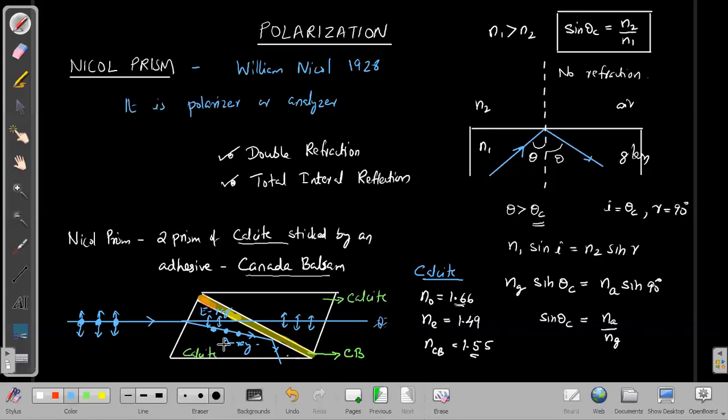But the basic idea is this: the angle of incidence of the ordinary ray would be greater than the critical angle. Therefore, the ordinary ray will undergo total internal reflection, and for the extraordinary ray, there is no total internal reflection. So the extraordinary ray will refract through the Canada balsam, and you will get the extraordinary ray on the right side, which is plane polarized light. This is the basic idea behind polarization using the Nicol prism.